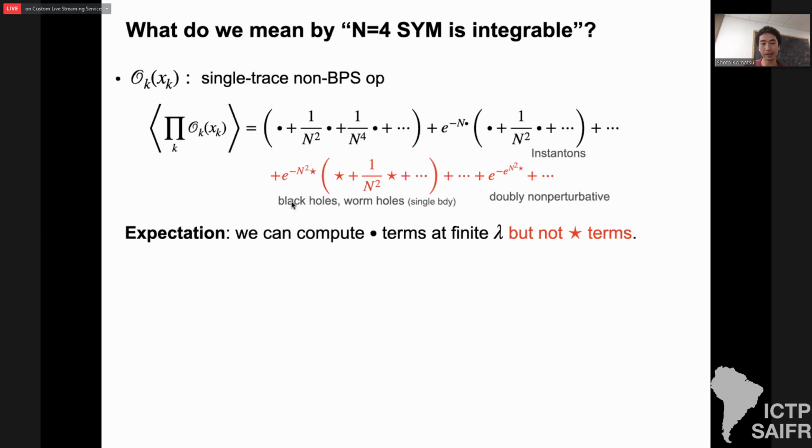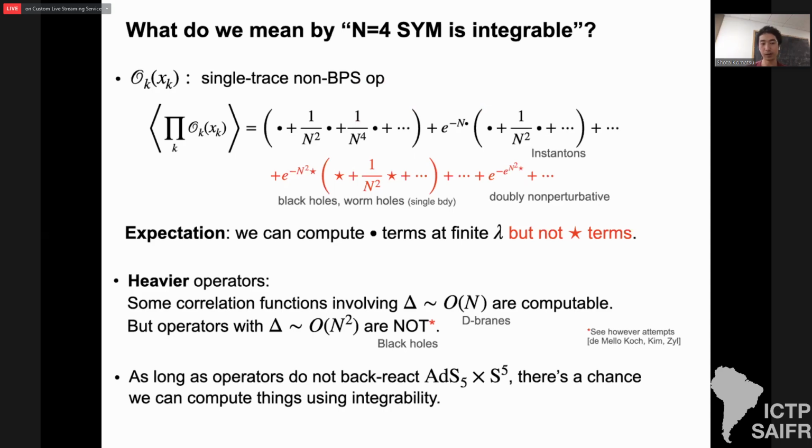Furthermore, we expect that there will be corrections of the form e^(-N squared), which come from black holes or single boundary wormholes. And there might also be corrections which are doubly non-perturbative. Our expectation is that we can compute terms on the first line, but not the terms on the second line. By now, we also know that some correlation functions involving operators whose dimensions scale like N are computable, which are dual to D-branes. However, at the moment, we don't have strong evidence to believe that operators whose dimensions scale like N squared are computable.